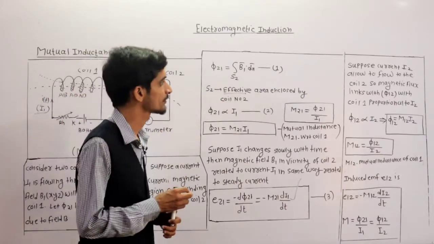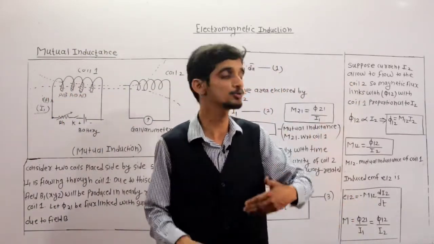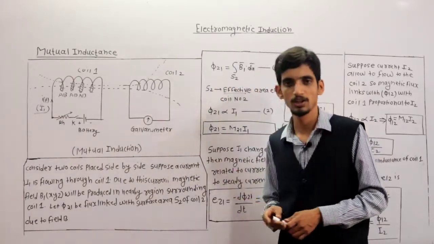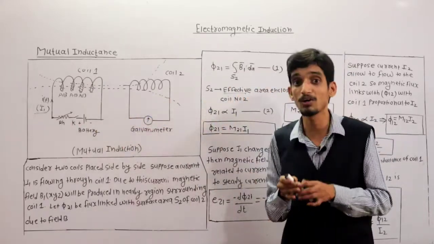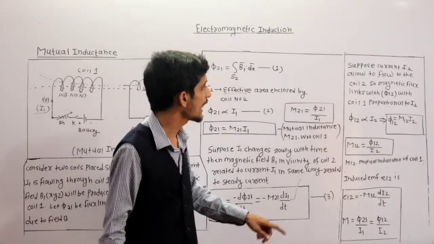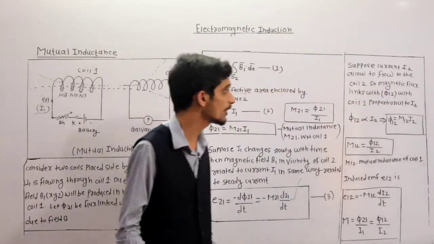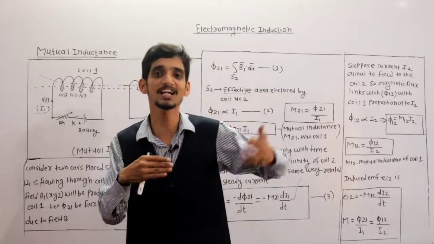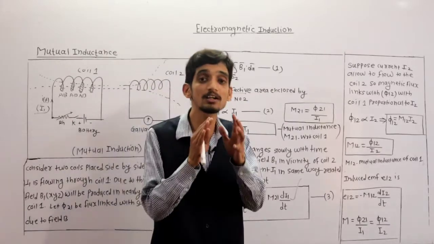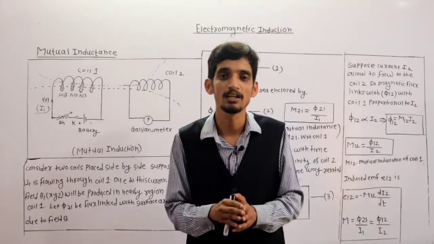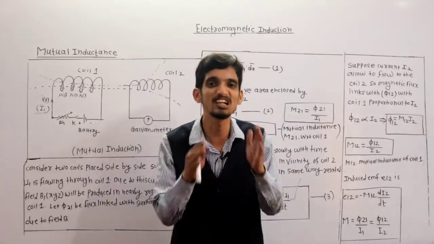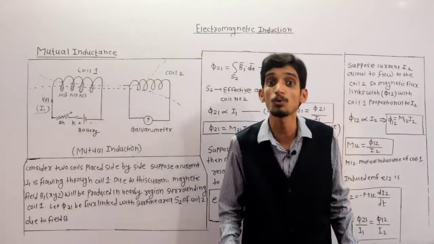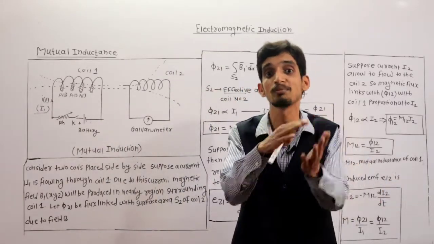Clear? Okay. Suppose current I2 is now allowed to flow through coil 2. Now I have connected a battery to the second coil, so current will flow through the second coil. As current I2 flows, flux is produced by the second coil, and that flux starts to link with the first coil. Now I am using different terms for flux: phi 12. Phi 12 means flux linking with the first coil, coming from the second coil. Phi 21 was flux linking with the second coil, coming from the first coil.